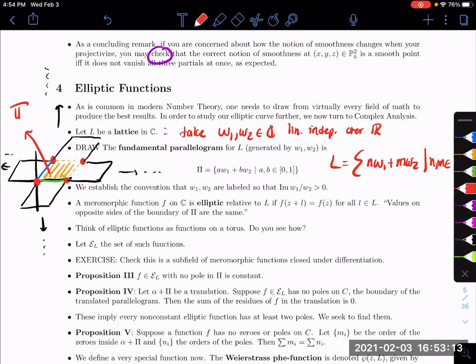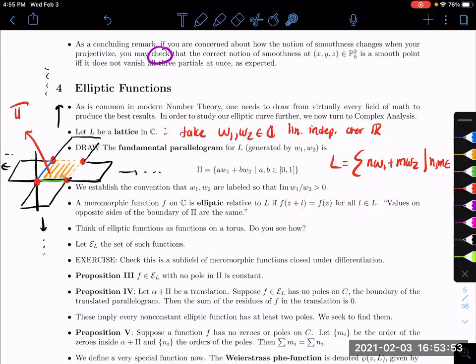Okay. So what is an elliptic function? Well, that doesn't make sense. I can't say this function is elliptic. I have to say it's elliptic relative to a lattice. So first of all, to be elliptic, you have to be a meromorphic function on C. So you're holomorphic except for maybe some discrete number of poles, and a function f on C is elliptic relative to my lattice if f is periodic with period l, where l lives in the lattice.